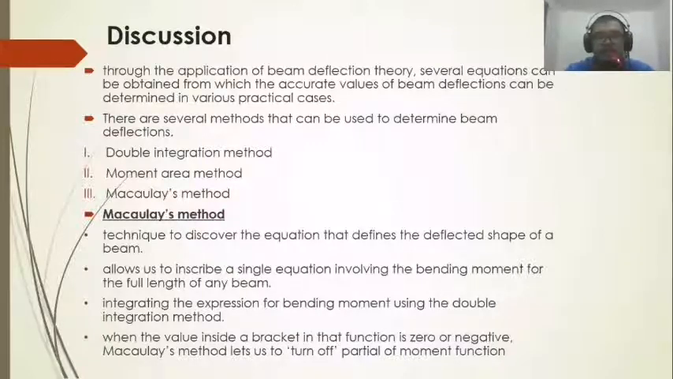Generally, the double integration method is only used if there's only a single load acting on the beam, while Macaulay's method is specifically used when there are multiple loads acting on the beam. So from the equations that we gain from Macaulay's method, we can integrate the expression for bending moment using the double integration method. Furthermore, when the value inside the bracket in the function is 0 or negative, Macaulay's method lets us turn off a part of the moment function.